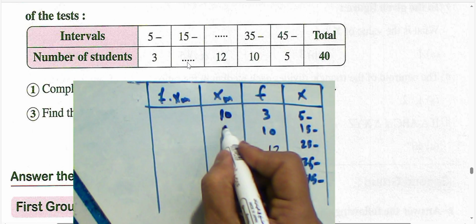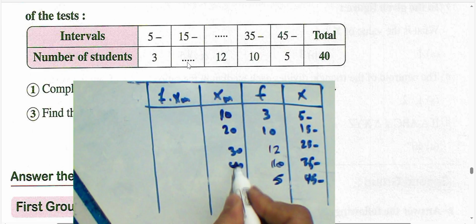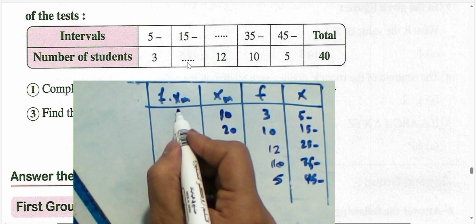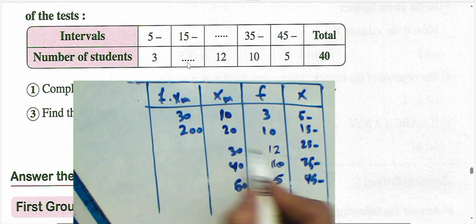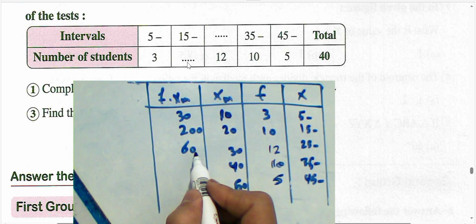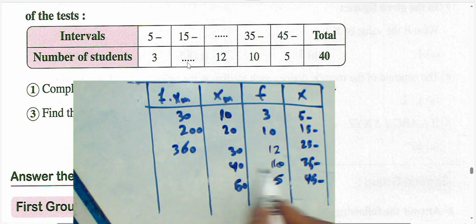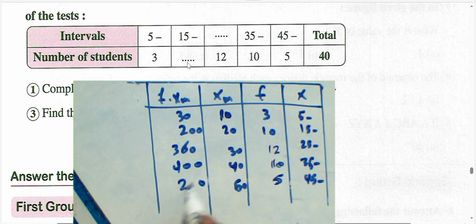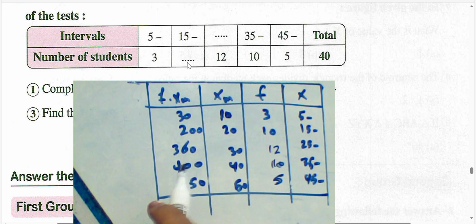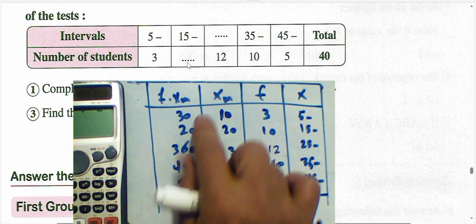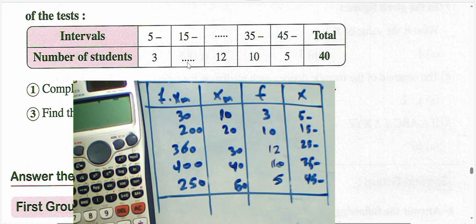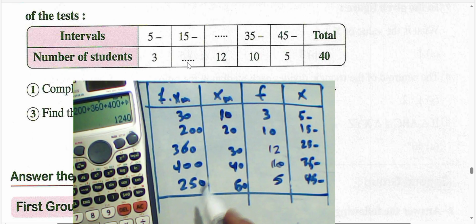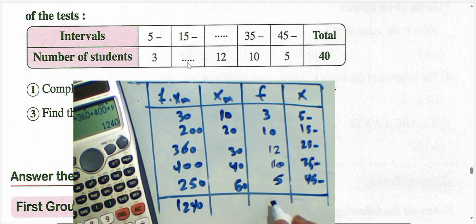The centers are 10, 20, 30, 40, 50. 3 times 10 is 30. 10 times 20 is 200. 12 times 30 is 360. 10 times 40 is 400. 5 times 50 is 250. We collect 30 plus 200 plus 360 plus 400 plus 250 using the calculator. The total is 1240, and the summation of frequency is 40.